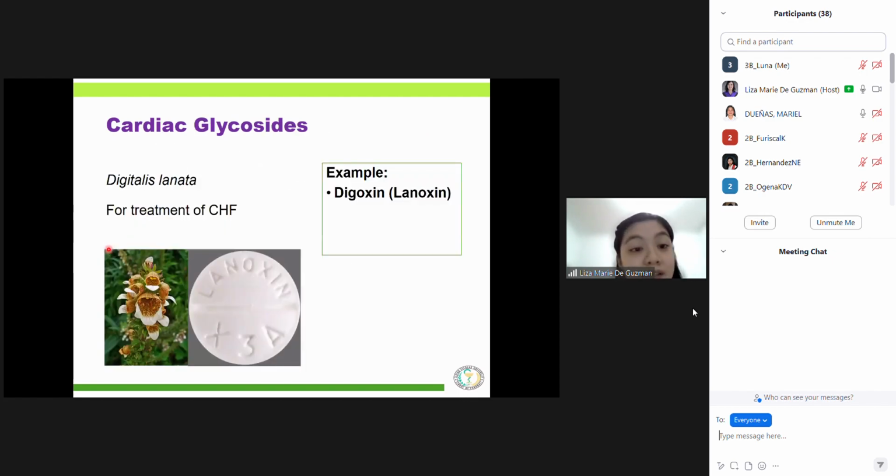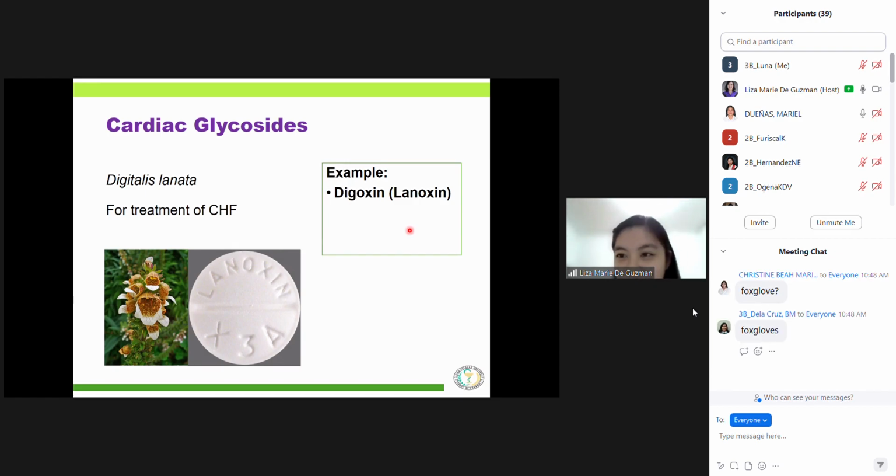Now, our drug for heart failure, to be specific for CHF, is digoxin or Lanoxin, which is still available now. What is the source of digoxin? It is Digitalis lanata. And what is the common name of this plant? Class, can you still remember from your pharmacognosy? What is the common name of Digitalis? Letter F.